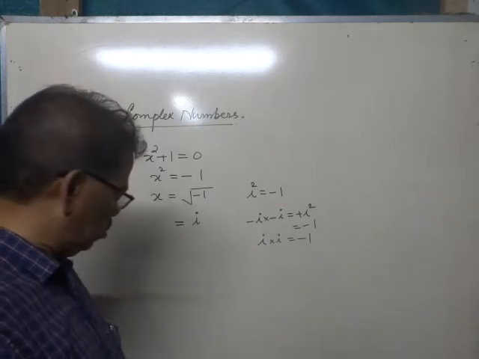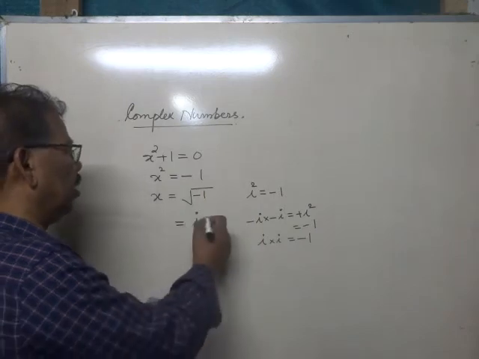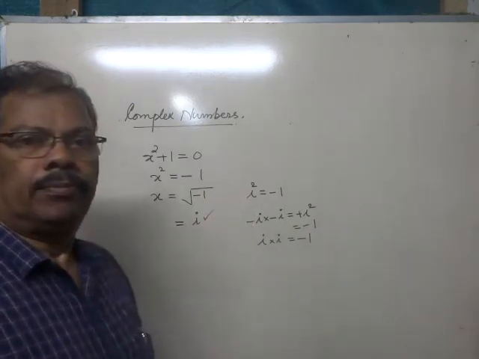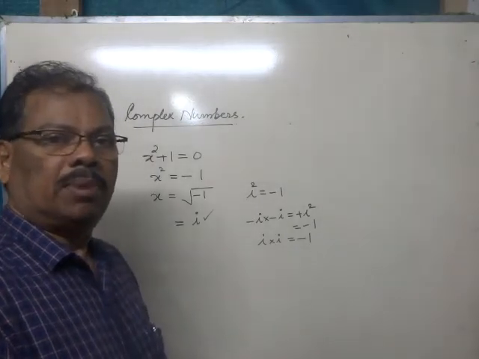Now, with this result, that is, the square root of negative 1 is i, we make complex numbers.